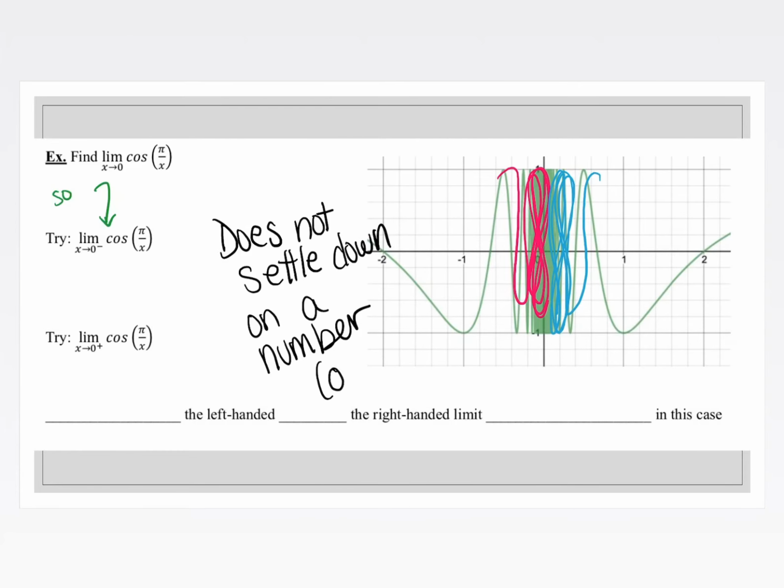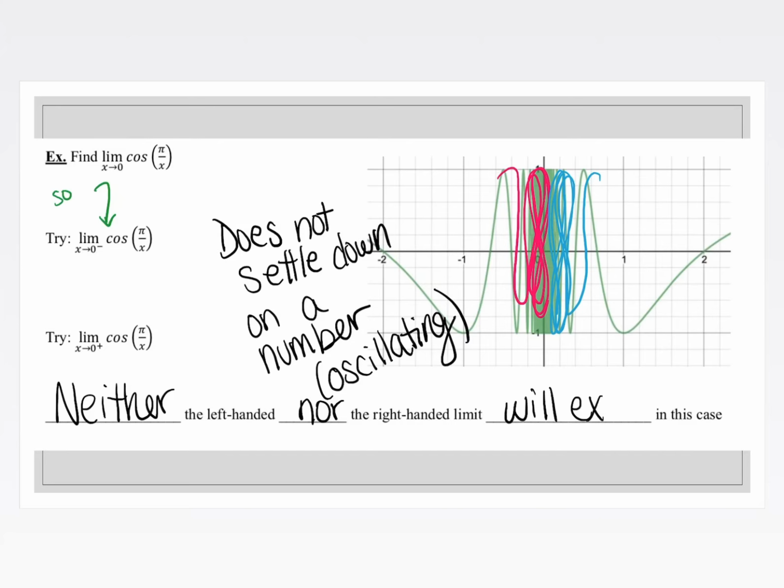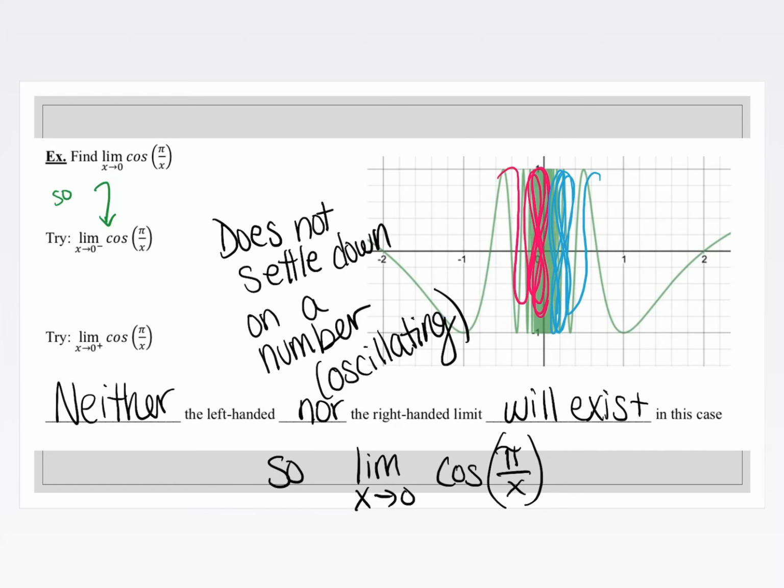Instead here, it's oscillating. It's bouncing back and forth. So neither the left-hand nor the right-hand limit will exist in this case. So we can say that the limit as x approaches 0 of cosine of pi over x does not exist. And DNE is like our shorthand for does not exist.